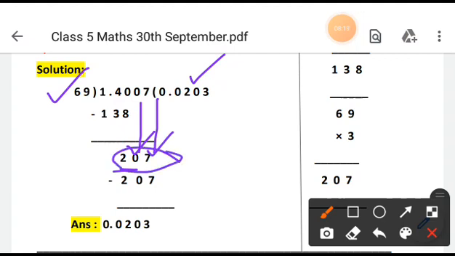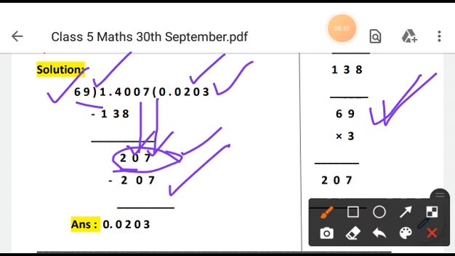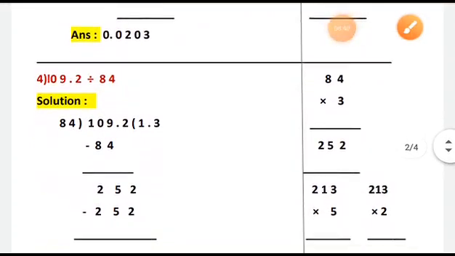Now you can divide easily, because here you have 69 which is less than 207. So now you are dividing. That means 69 into 3. You are getting 207. Okay. The calculations are shown in the rough column. So you are getting the final answer as 0.0203.